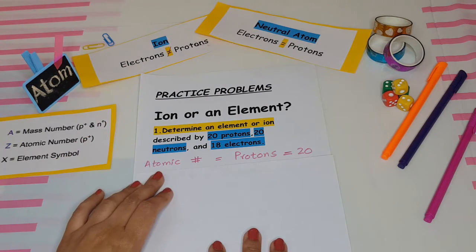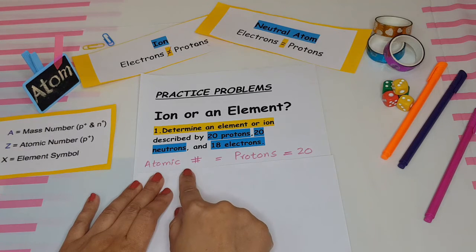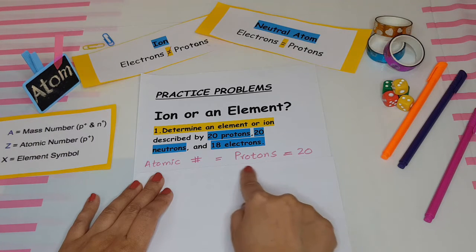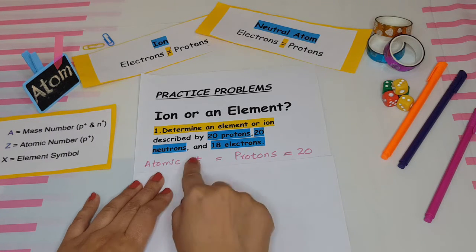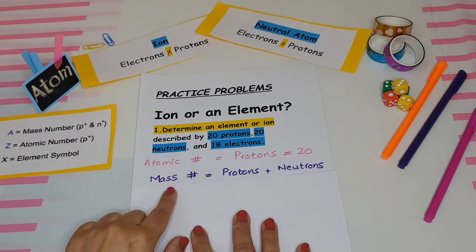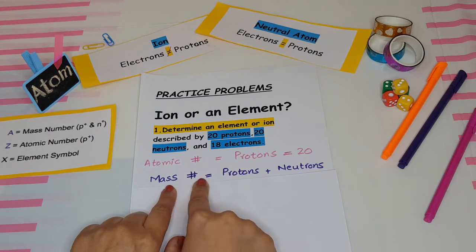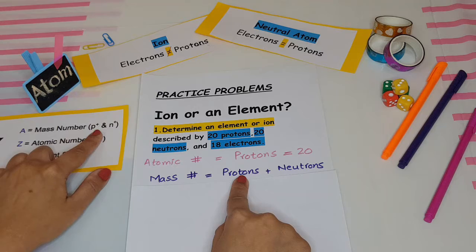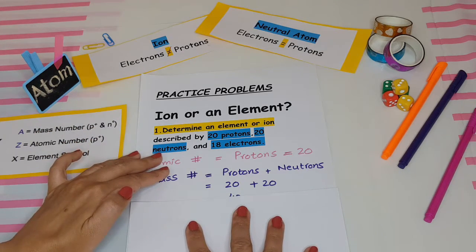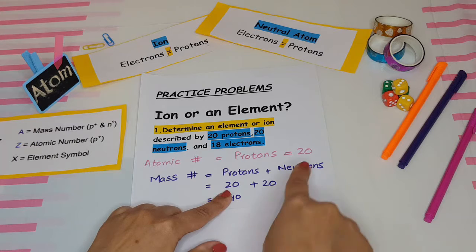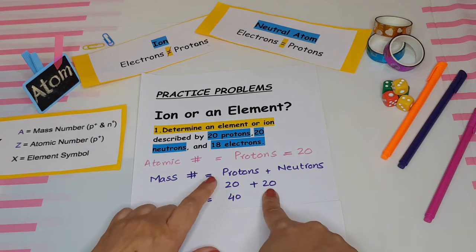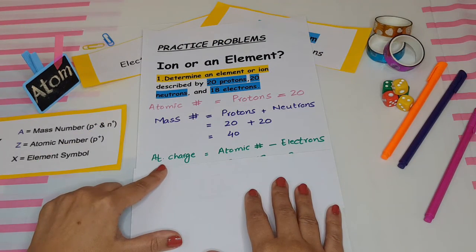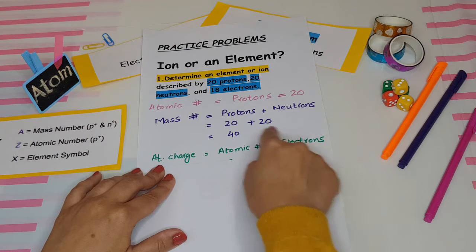To figure out the atomic number, we know that the atomic number is always equal to the number of protons. In our case, the number of protons is 20. So the atomic number will be 20. So we have to find the mass number now. And we know that the mass number is equal to the number of protons plus the number of neutrons. So adding the number of protons and the number of neutrons, which is 20 here, we find that the mass number is 40.